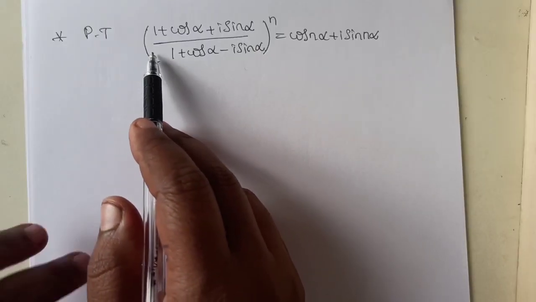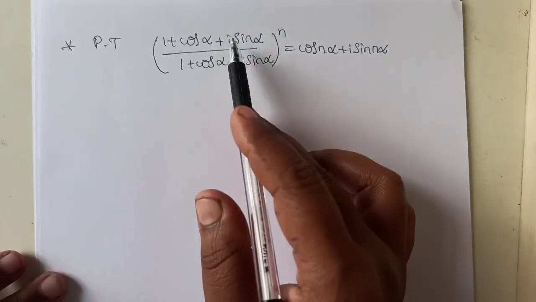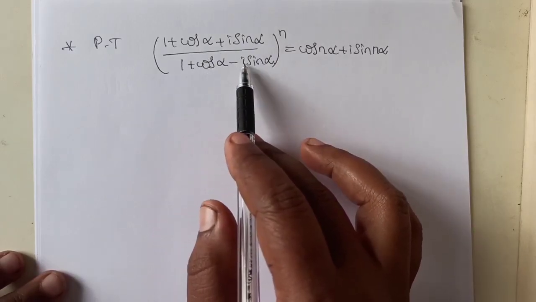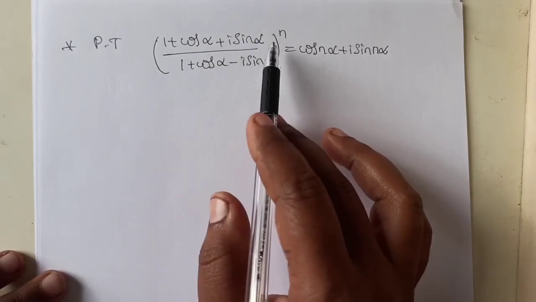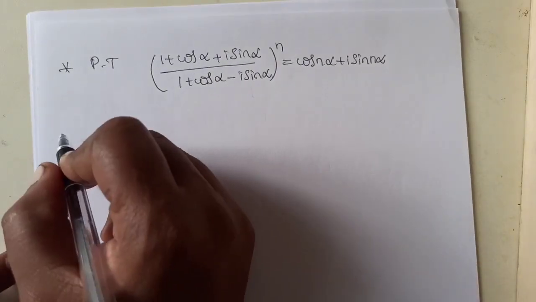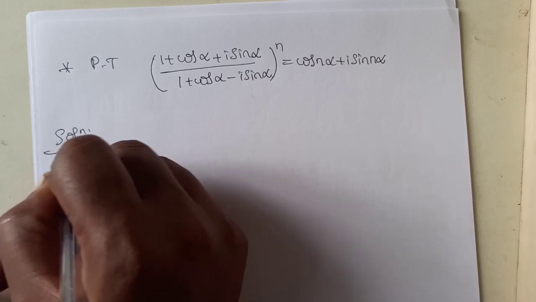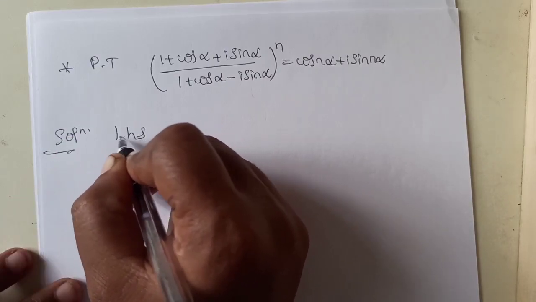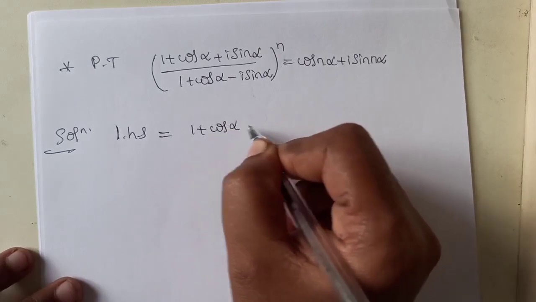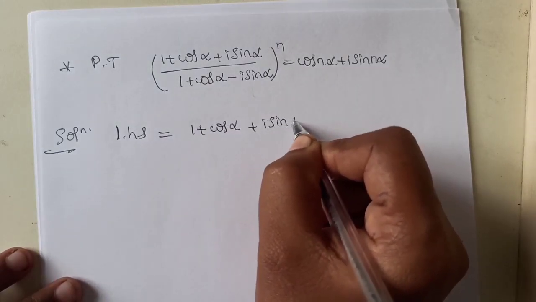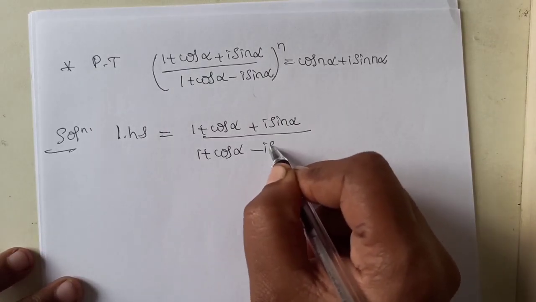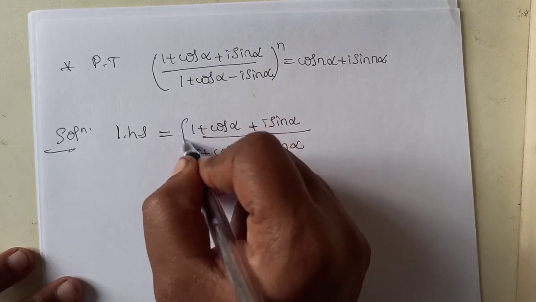Next problem: prove that ((1 + cos α + i sin α) divided by (1 + cos α − i sin α))^n is equal to cos nα + i sin nα. Solution: the LHS equals ((1 + cos α + i sin α) divided by (1 + cos α − i sin α))^n.